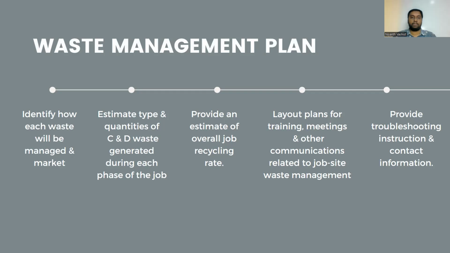Second, we need to estimate the type and quantities of the C&D waste. C&D waste is construction and demolition waste. So what kind of waste do we have and how much quantity do we have? Either in terms of m cube or kilograms or running meters, whatever it may be. So estimate the type and the quantity of the waste generated. Once that is done, you will have an estimate for the recycling process also.